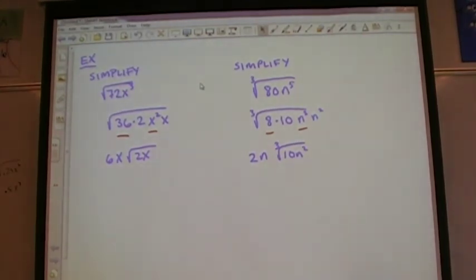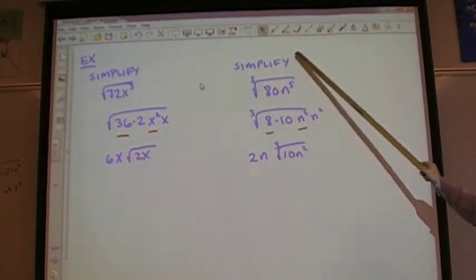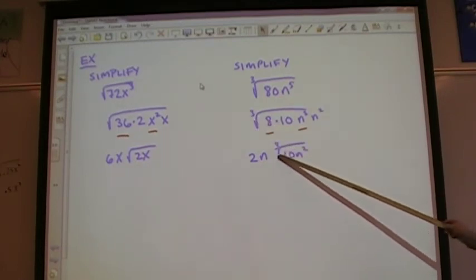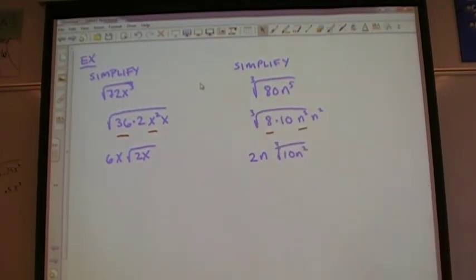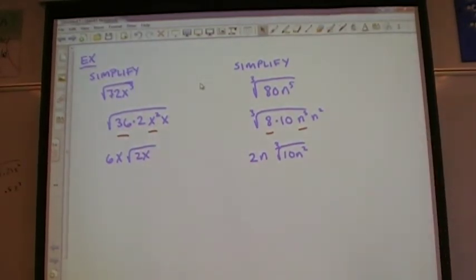Why do you leave that 3 right there? Or do you just always leave it there? Yes, because that's what the original problem was. It was the cube root. So this radical was a cube root, and it doesn't change throughout the problem. Same thing over here. It started out as a square root, and ended as a square root.